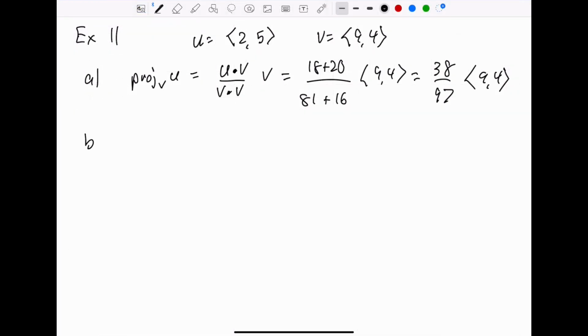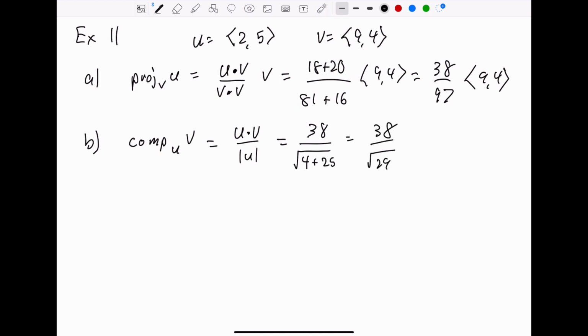The second half of the example is to find the scalar projection of v onto u. So we're switching the order here. We want to be aware of that. And the formula here is u dot v divided by the magnitude of the vector in the subscript here, so divided by the magnitude of u. Well, u dot v we already figured out, that's 38. And the magnitude of u is the square root of 2 squared plus 5 squared. So we have 38 divided by the square root of 29. That is the length of the shadow that the vector v casts onto the vector u.